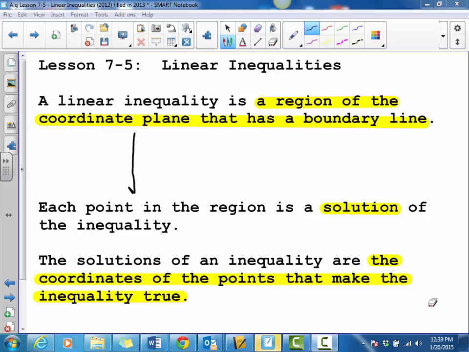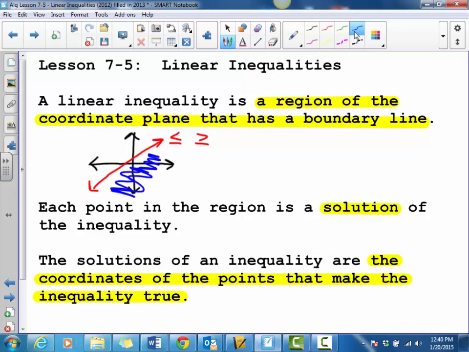If this is my coordinate plane, this is my inequality, this would be a less than or equal to, or greater than or equal to. Boundary means we shade it. The boundary line means it's shaded, meaning all of the solutions are in that shaded region, including the line.